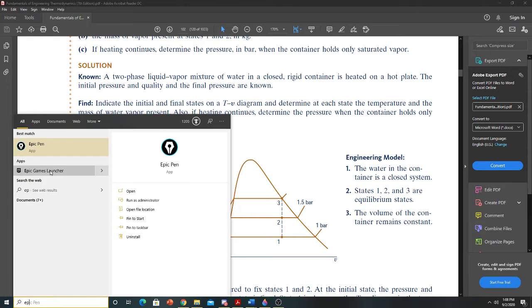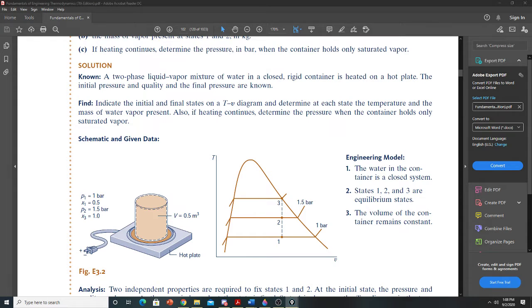Let me pull up EpicPen. They exist in different parts of this graph, right? So the subcooled region over here, anywhere outside of this umbrella on the left-hand side, saturated in here, and superheated out here. So that was just a little bit of a recap.